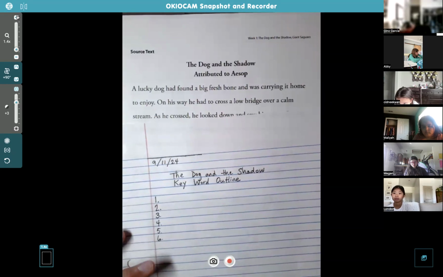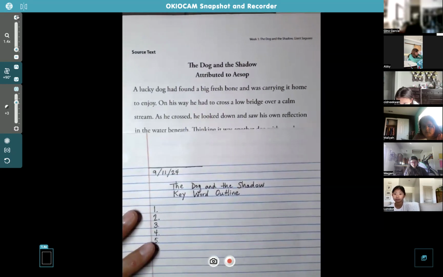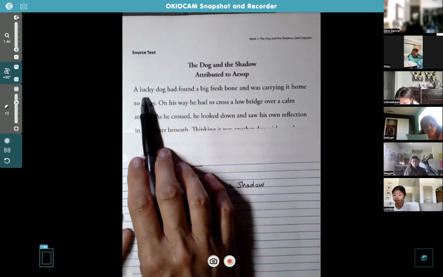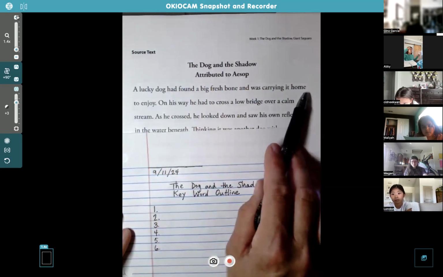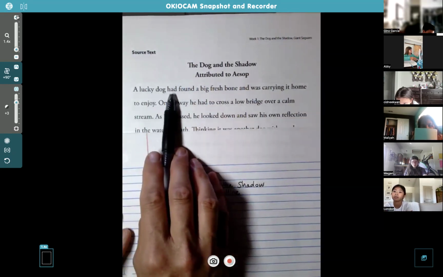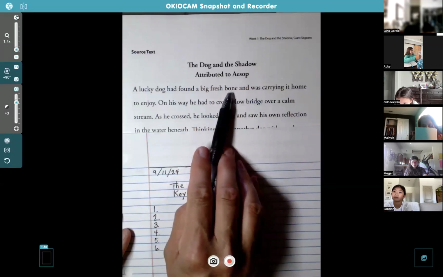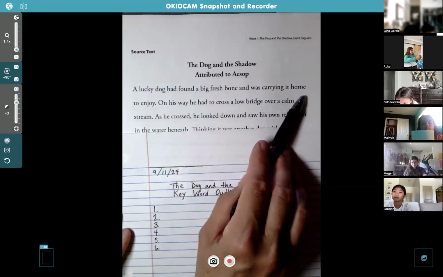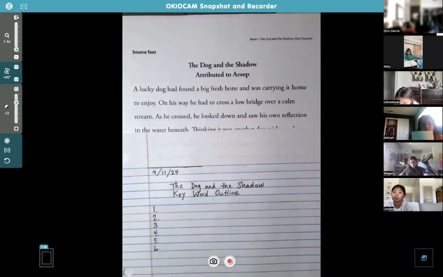So now I'm just going to move this down a little bit. And I'm going to look back on the story. And I'm going to look at the very first sentence only. It says, a lucky dog had found a big fresh bone and was carrying it home to enjoy.